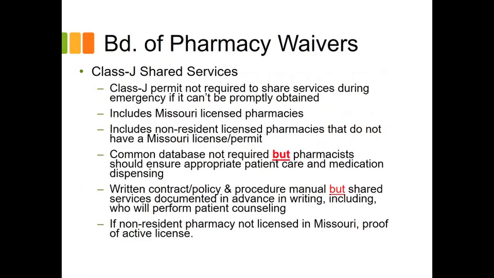Now, to accommodate the emergency, and we shared this on the original call, the board is waiving some of the requirements for Class J shared services if you are unable to promptly obtain a Class J permit for both of the pharmacies who are participating in sharing pharmacy services. Right now, the rule requires things such as a common database if you're not under common ownership, written contract or policy and procedure manual that must be in place prior to doing Class J activities. That is waived during the state of emergency. Again, the goal is to take care of patients here. We want to make sure that we do that as seamlessly as possible.